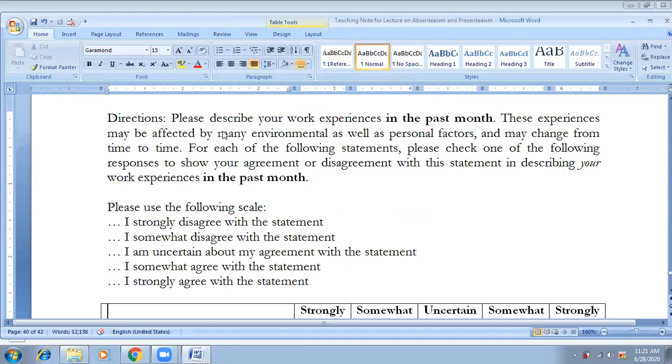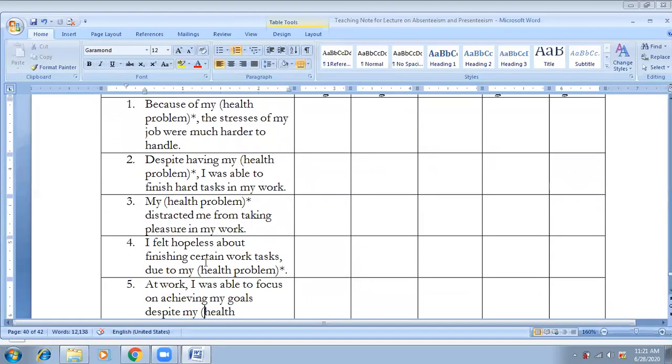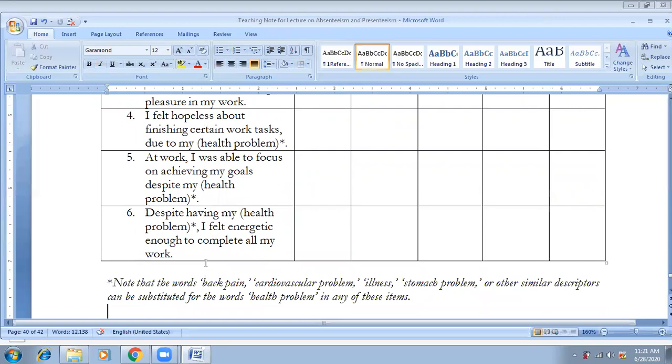Directions: you can see the scaling, please use the following scale, from strongly agree onward. Back pain, cardiovascular problem, illness, stomach problem, or other similar descriptors can be substituted for the words "health problem" in any of these items.